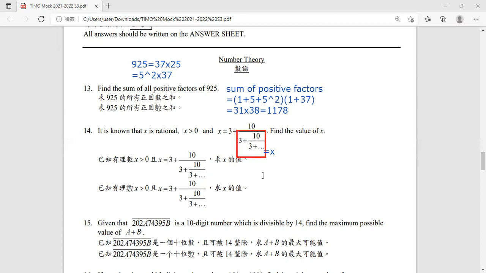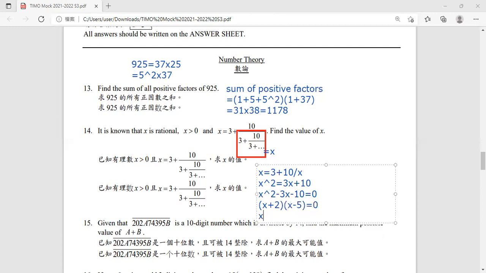Okay, let's continue. Because x is greater than 0, x equals 3 plus 10 over x. You multiply x to both sides, then x squared minus 3x minus 10 is still 0. Then (x plus 2)(x minus 5) equals 0, then x equals 5 or x equals -2. Reject.